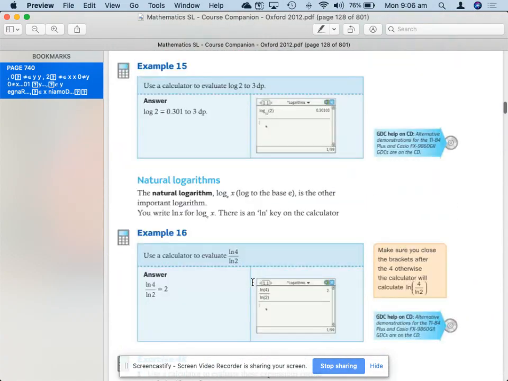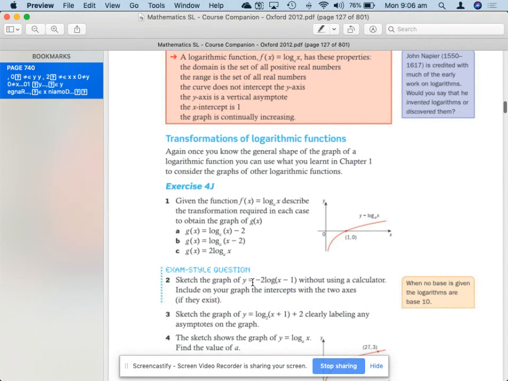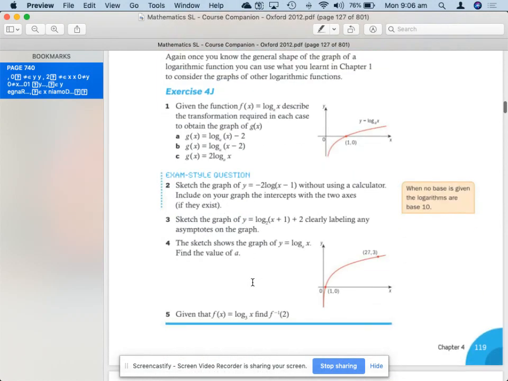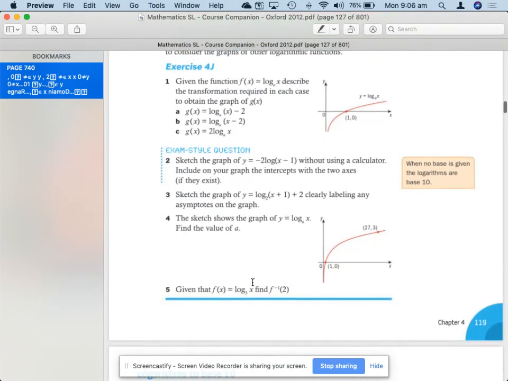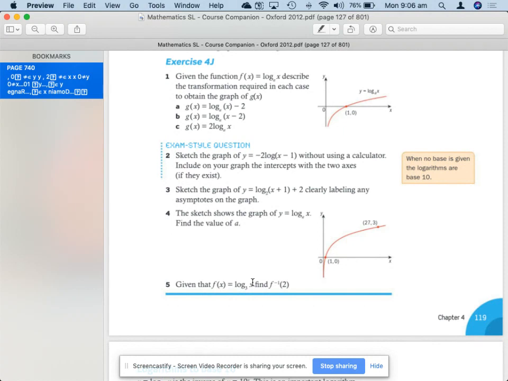So what we're going to be doing is exercise 4J. As I said, there's not a lot of sketches there, but I think it would certainly be worth, in question 1, for example, drawing a sketch of A, B, and C, and then confirming them on your GDC. Questions 2 and 3 get you to do a sketch. Again, the answer's in the back of the book, but use your GDC to confirm, and then move through questions 4 and 5.